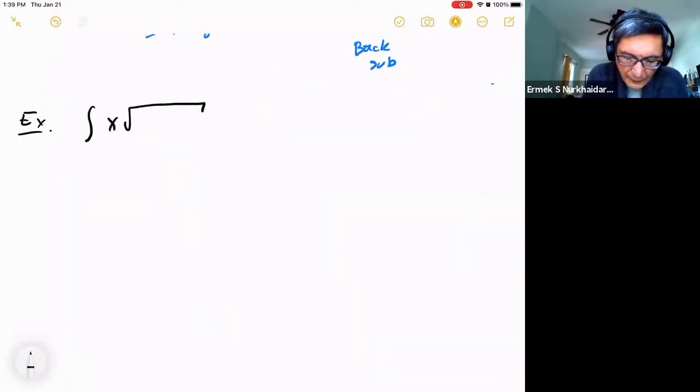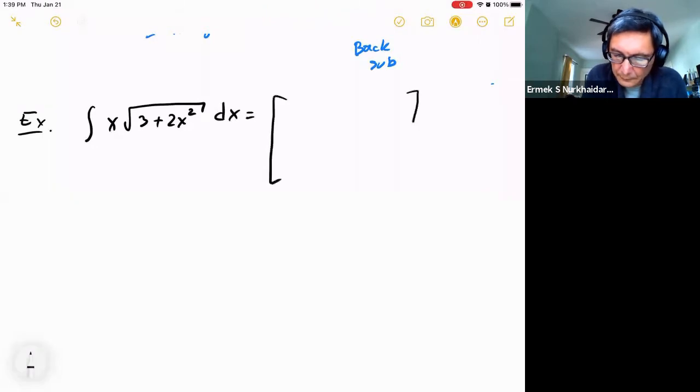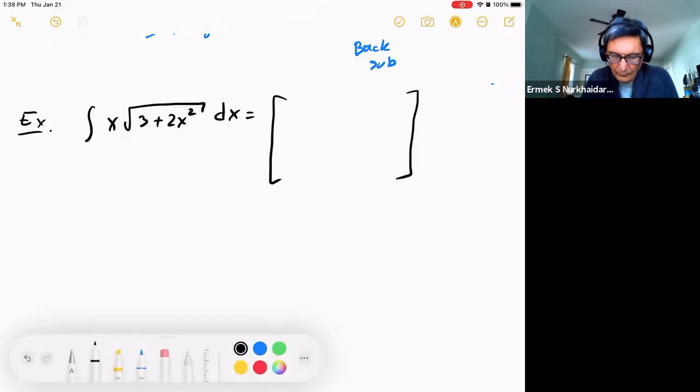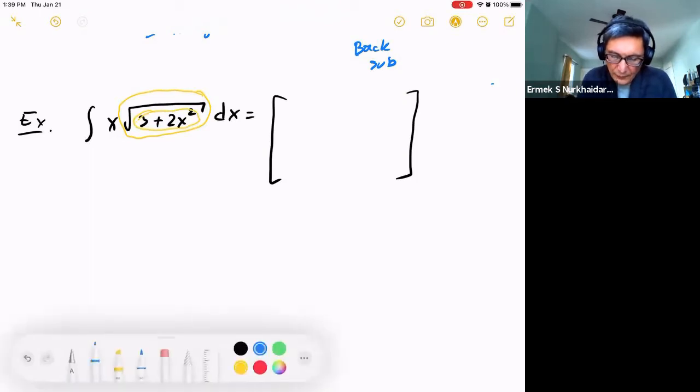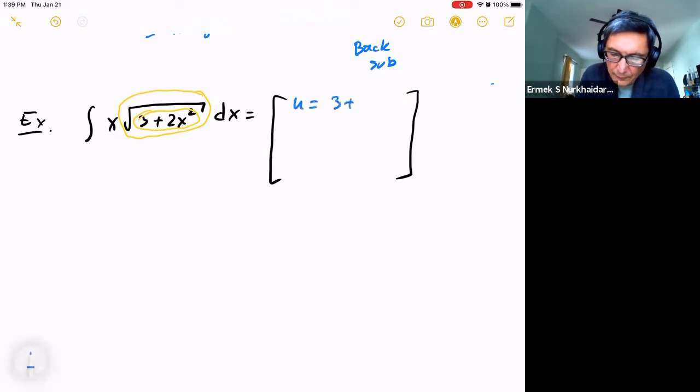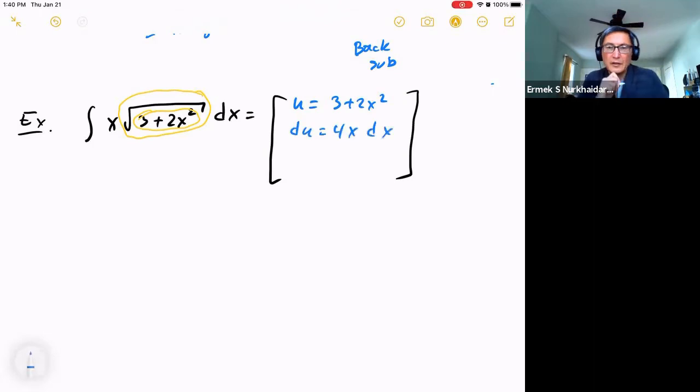x times the square root of 3 plus 2x squared dx. I see the more complicated part, the inside part of it, 3 plus 2x squared. And that's what I will try to be my u. Then I find du. The derivative of 2x squared is 4x. Then find dx: du over 4x.